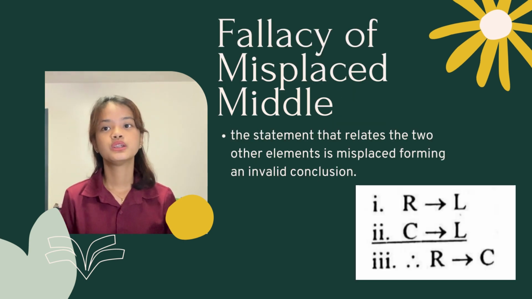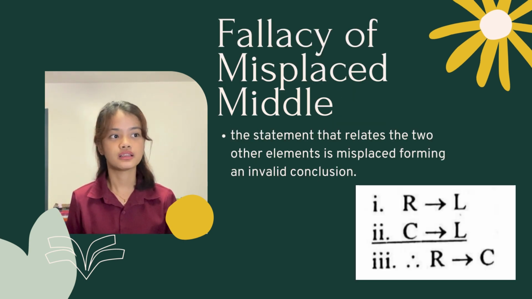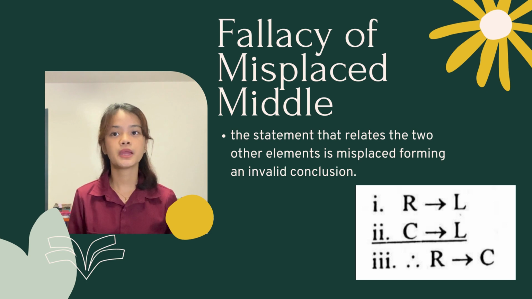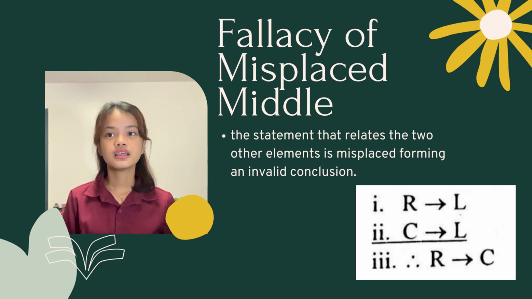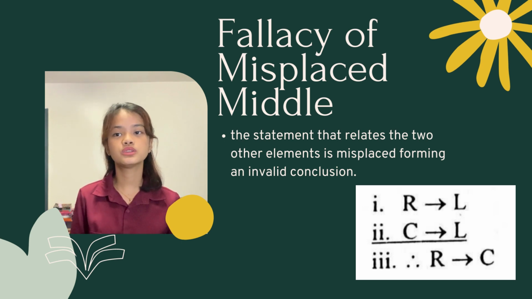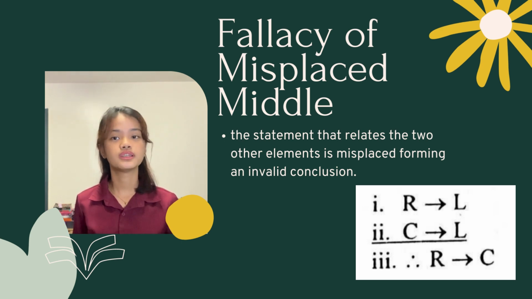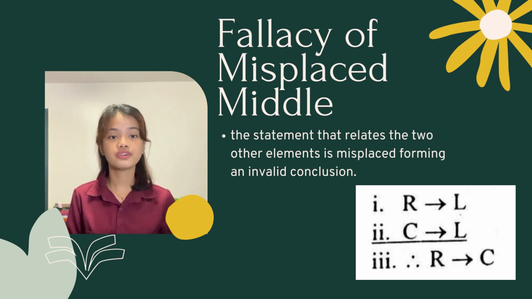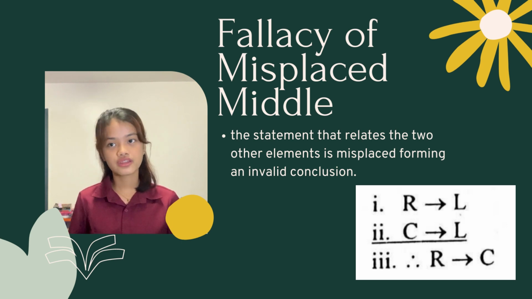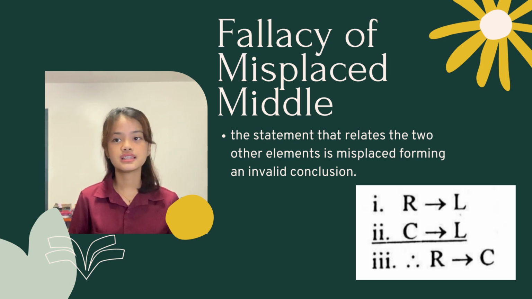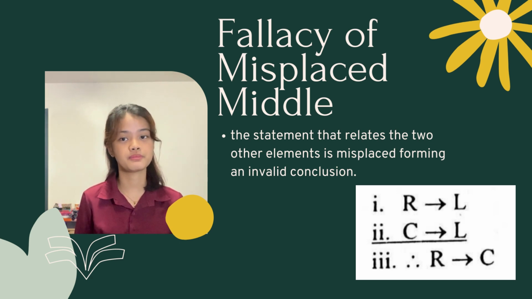Further clarify, we have fallacy of misplaced middle. This is often confused with hypothetical syllogism since the fallacy of misplaced middle is where the statement that relates the two other elements is misplaced, forming an invalid conclusion. The structure of this invalid argument is as follows. First, if R, then L. Second, if C, then L. Third, therefore, if R, then C. This happens when the common element is the consequent of both premises.